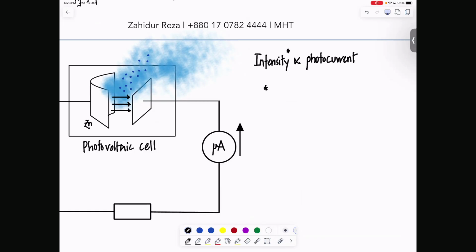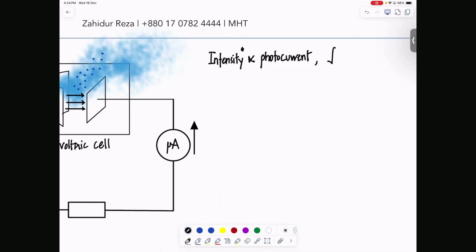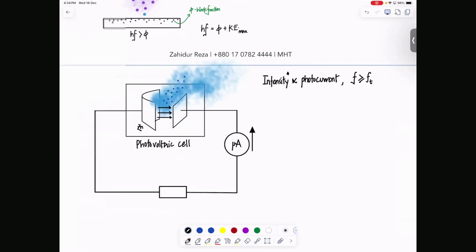No, like this, intensity is proportional to photocurrent, right? Under a very certain criteria. What is it? Blue light. Yes. Given that the light has what frequency, equal or higher than threshold frequency. Because if I have no emission, changing the intensity won't do anything. This only holds as long as emission takes place. So this relationship is only valid if the frequency you're providing is greater than or equal to what? Threshold frequency. And threshold frequency is the minimum frequency needed for emission to take place.